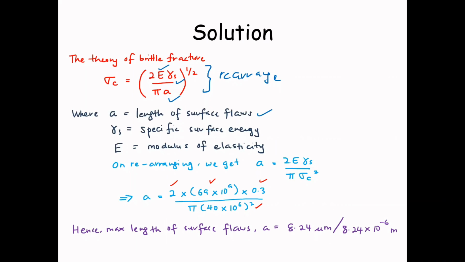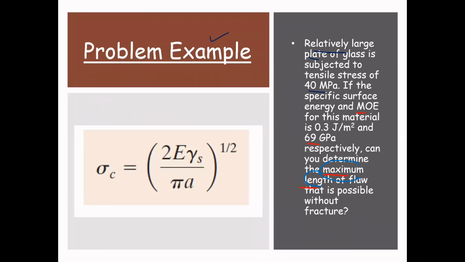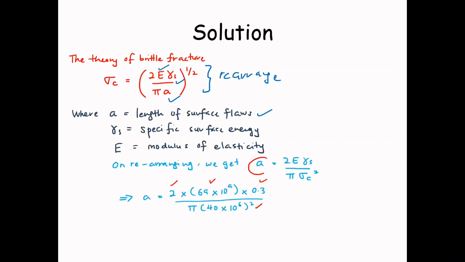So this is how we determine the value of A, or the maximum length of flaw that is possible in the material without fracture occurring.